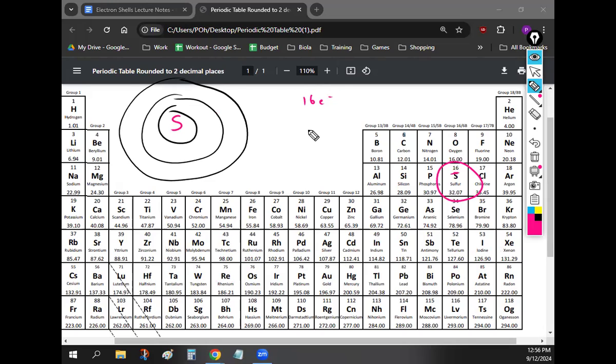Okay. So we are going to plug in the electrons now. If you remember, there are 2 boxes in the first row, right? That means we can put 2 in the first shell. If you look at the second row, there are 8 boxes, right? So that means we can put a maximum of 8 inside of the second shell. So 2 electrons in the first shell, and then 8 electrons in the second shell. Everybody good with that?